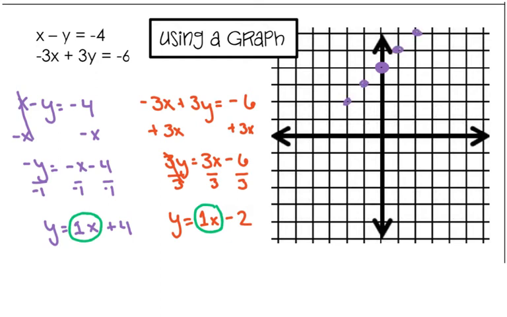So I'm going to go up 1 and over 1, down 1 and over 1, and I'm going to draw those points all the way across the graph. Now I'm going to graph my second one. So this time I'm starting at a negative 2. My slope's the same. So I'm going up 1 and over 1, down 1 and over 1.